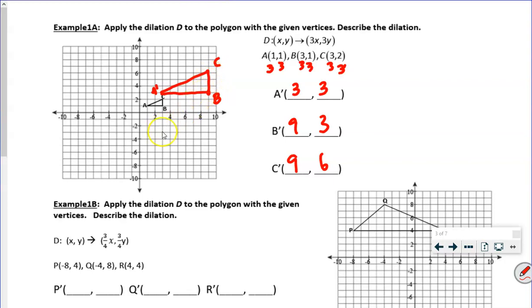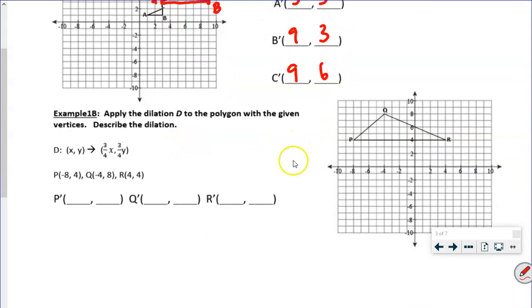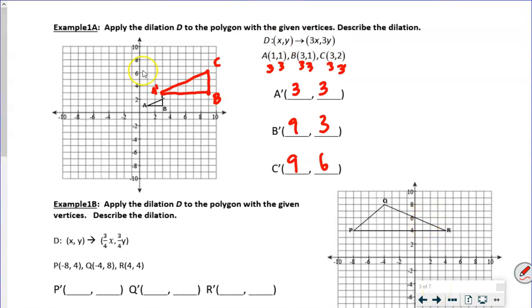1, 2, 3. So that's another way that we can check to see what the dilation is, okay? So let's do another one just for practice. This one says apply the dilation D to this. So that was, by the way, an enlargement, right? This was an enlargement, okay?